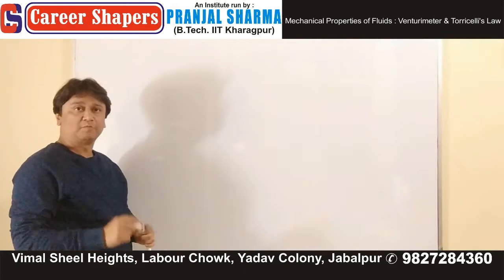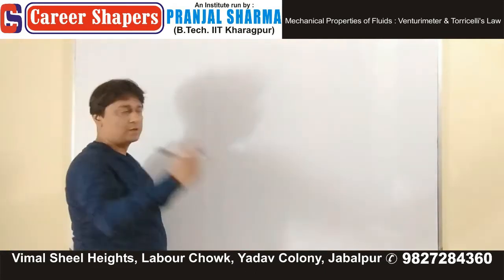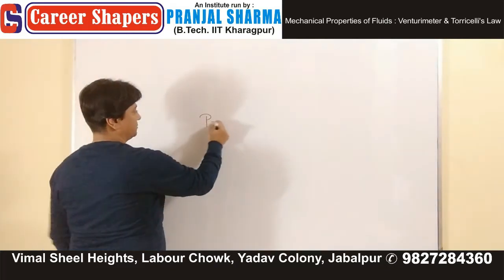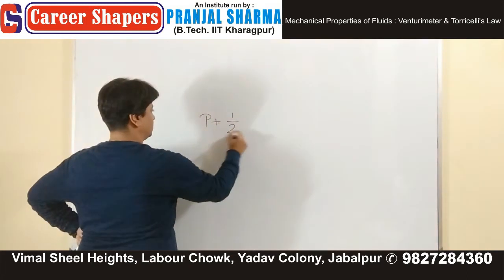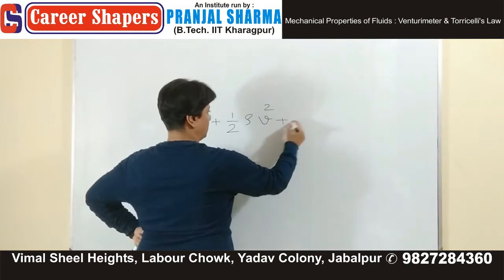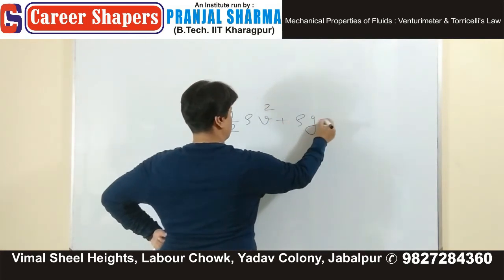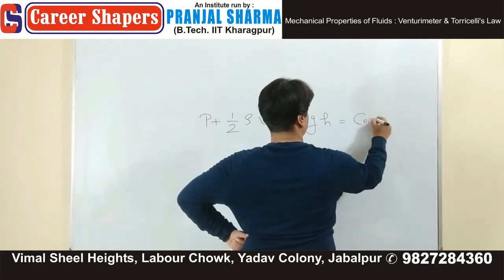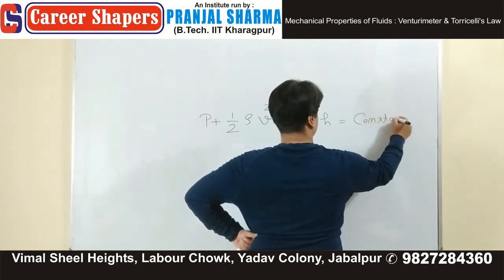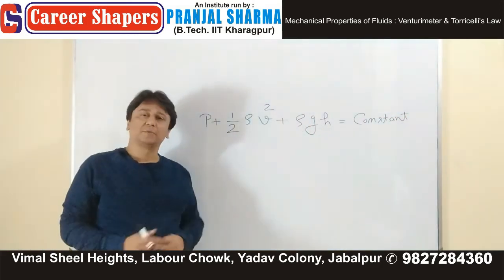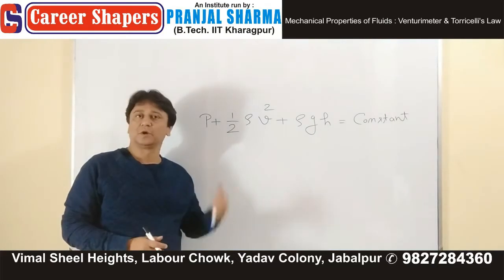We are discussing Bernoulli's equation, and in the previous lecture we have developed this. P plus half rho V square plus rho GH is what? Constant. This is Bernoulli's equation.